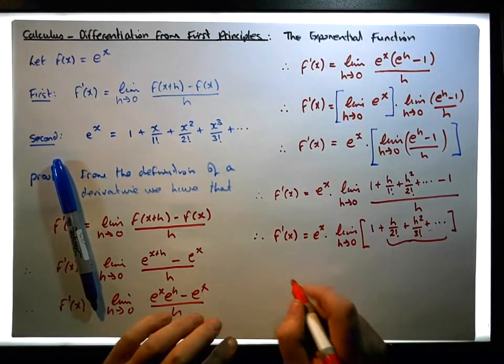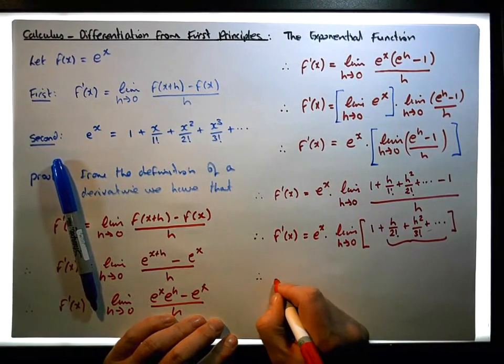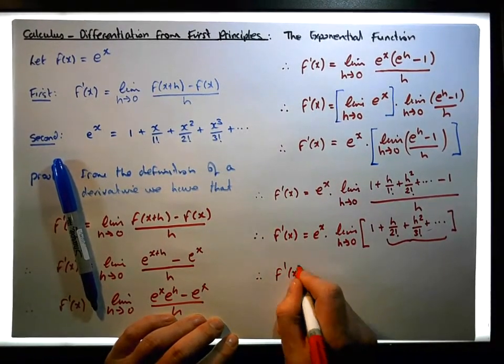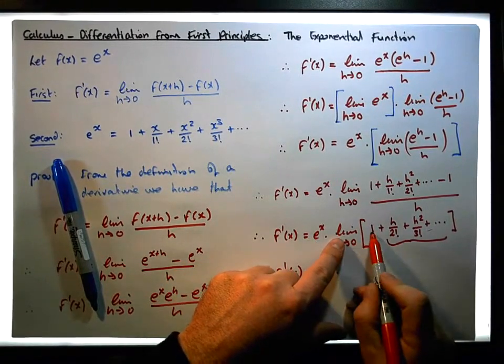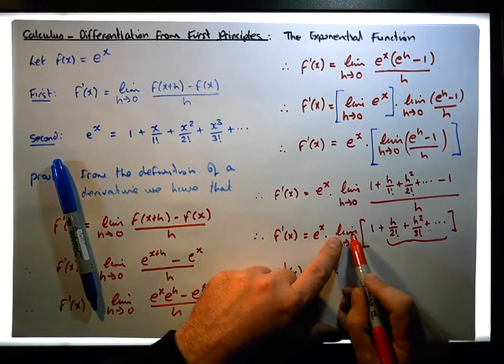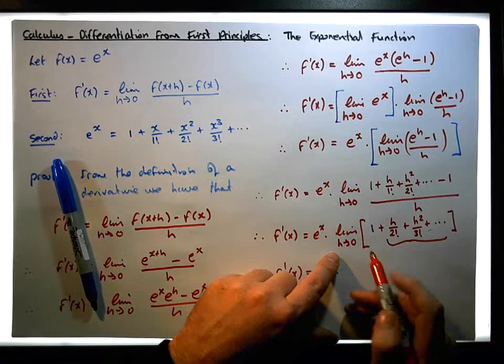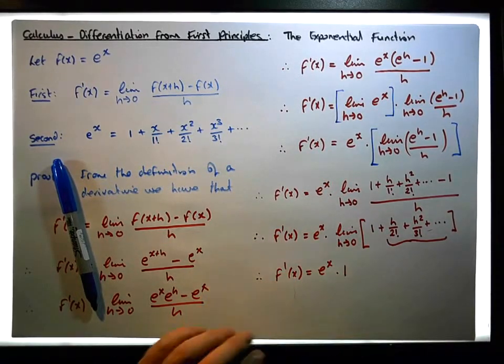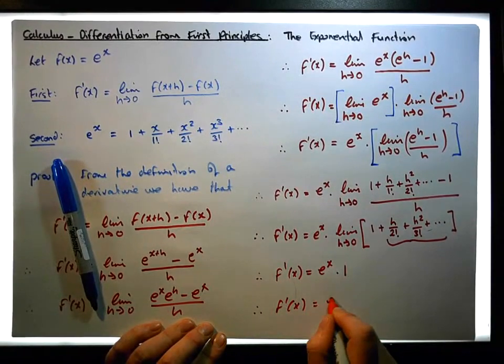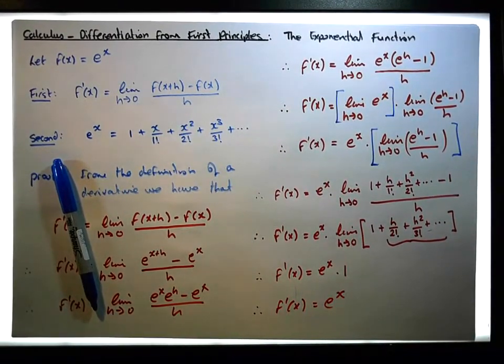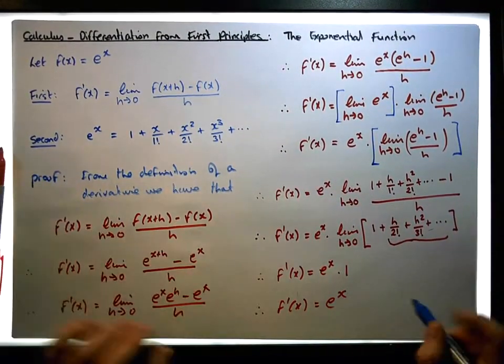So therefore we have f prime of x is equal to e to the x times the limit of 1 as h tends to 0. The limit of a constant as h tends to 0 is just the constant, so we have times 1, and therefore f prime of x is equal to e to the x. Okay? And that completes the proof that we have.